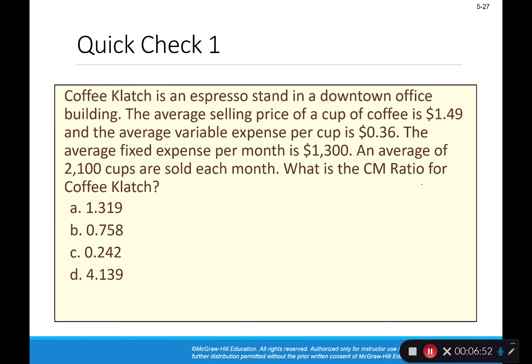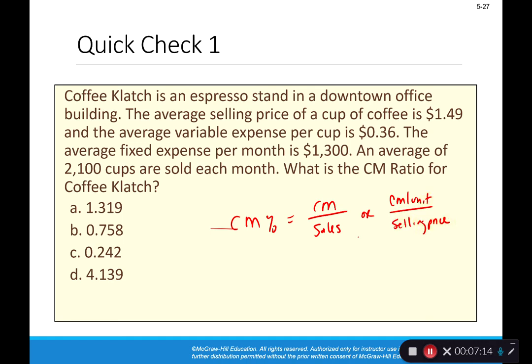All right, welcome back. Hope you paused the video. How would we do this? Well, if I want the CM ratio, CM percentage, as I like to abbreviate it, equals our CM over our sales. We can do that on a per unit basis. So that would be the CM per unit divided by the selling price.